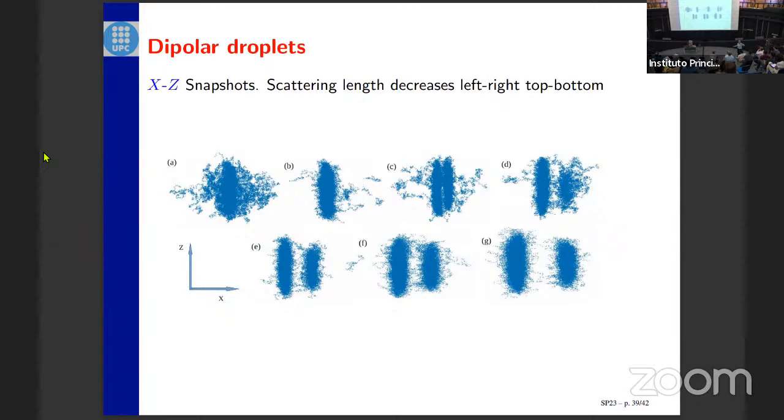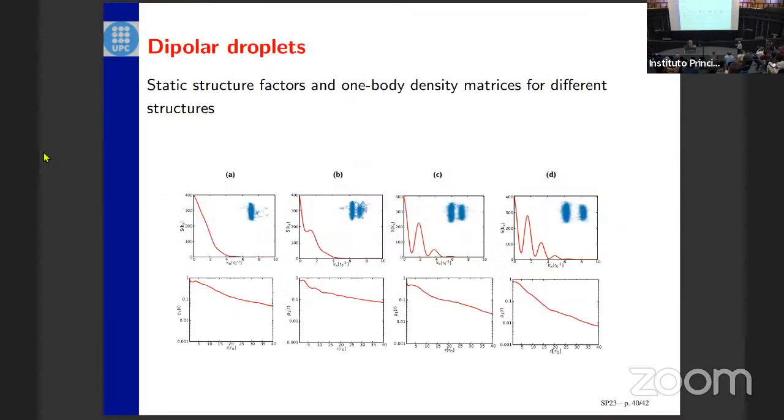This is similar to what Lorian has shown in the Innsbruck experiments. By changing the scattering length, the system evolves from a gas, just one drop, to two drops. They seem to communicate, and finally they are isolated. What's nice in our case is that we can calculate both the static structure factor and the one-body density matrix. In this case, I have one peak, which corresponds to the formation of two drops, and I see a plateau in the one-body density matrix. It means that the system is supersolid.